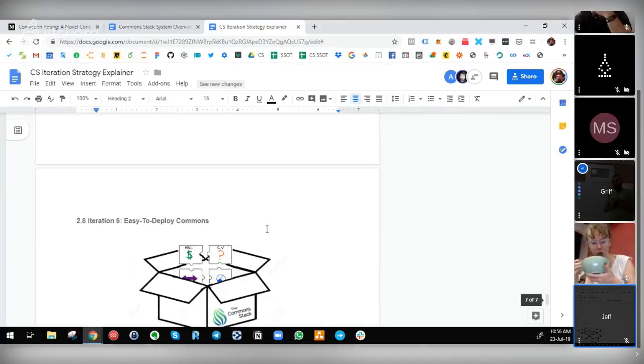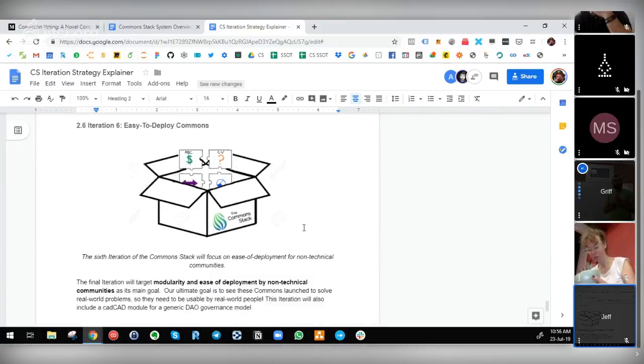And then iteration 6 is really making it easy to deploy. So this iteration 6 is not going to be the one that works for Rivers. I keep using Rivers as an example. It's not going to be the one that works for Rivers. It's the one that we do so that the next one can work for Rivers. So this is going to be the one where we learn all the things that we need to learn so that we can keep going. Iteration 6 might be the end of our raise, but it's not the end of the Common Stack.